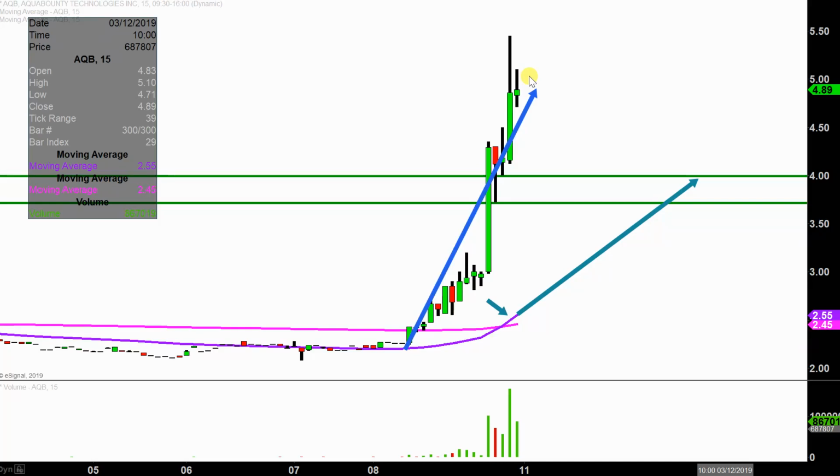Again, staying up above the 4 to 3.70 range, that would be great. But from the grand scheme of it all, as long as the price is above that purple line, then again, the bulls are 100% in full ownership of the chart.